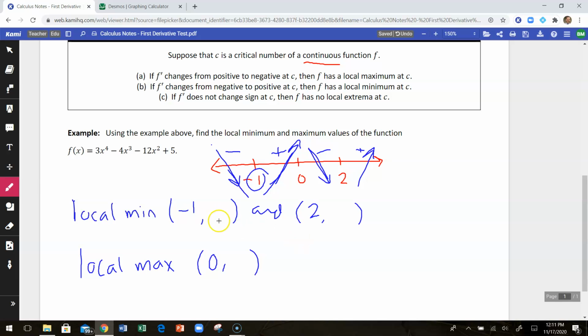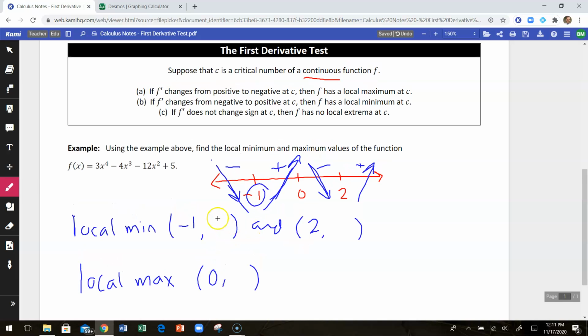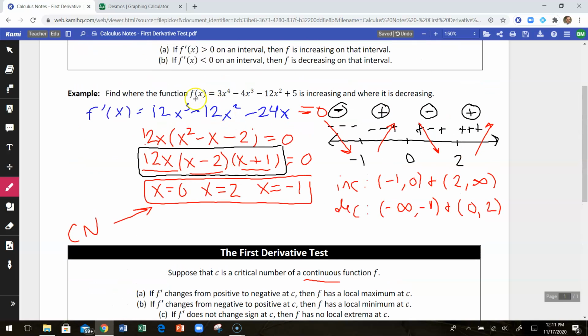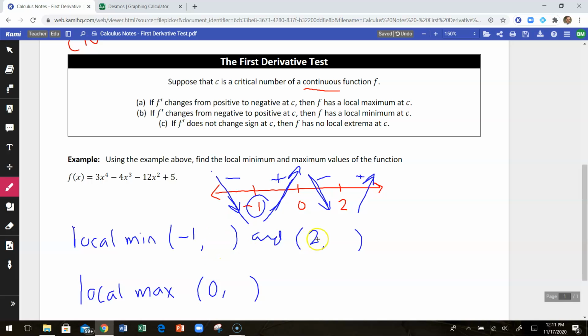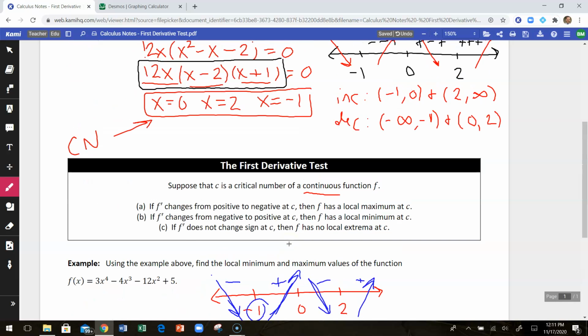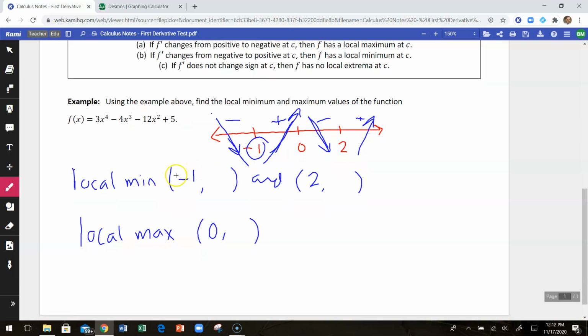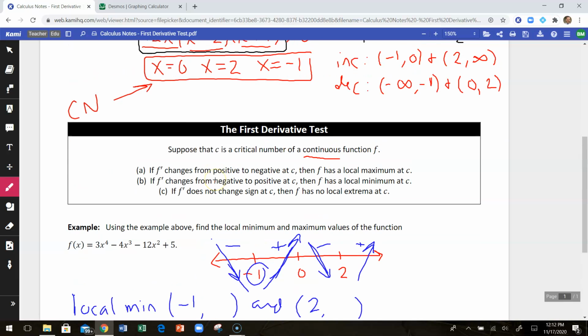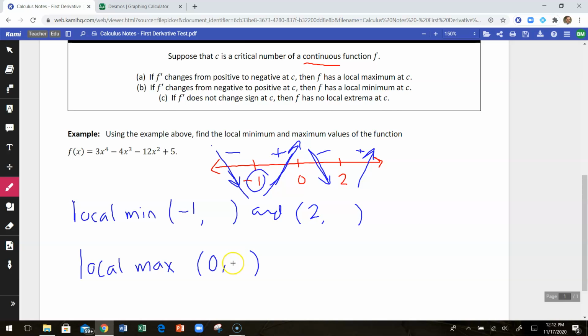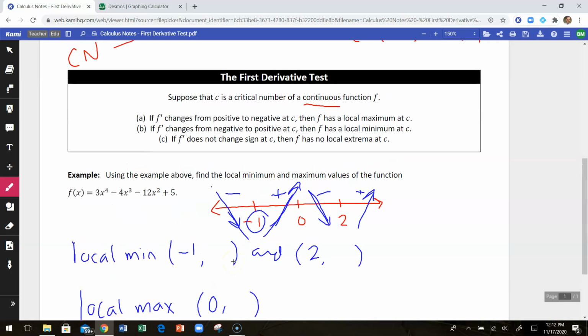Anytime that you need to go back and find a y coordinate, you do not plug these numbers into the derivative. If you plugged them into the derivative, you would get 0 for all of these. Why would you get 0 for all of those? You got those numbers by setting the derivative equal to 0. You were finding your critical numbers, so you set the derivative equal to 0, and we got 0, 2, and -1. So therefore, if I plug in 0, 2, and -1 into the derivative, I would just get 0 for all of these. And that's not correct.